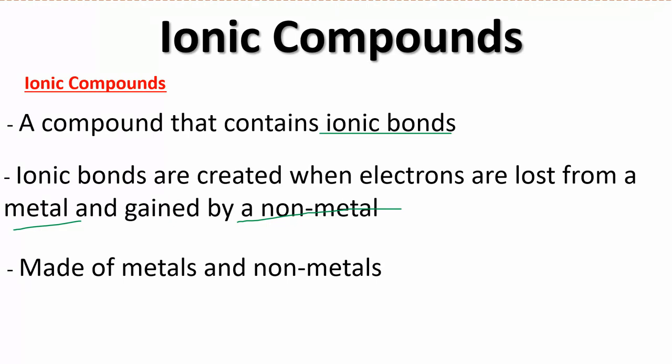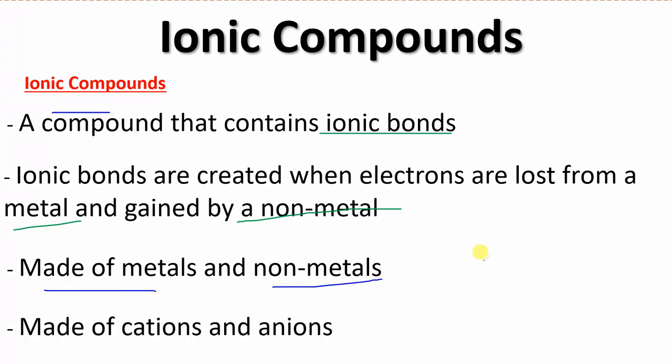So another way of saying this, and this is really more the official way, I would say, is ionic compounds are made of metals and nonmetals. And even another way of saying this is that we've discovered that metals turn into cations and nonmetals turn into anions. So another way would be to say they're made of cations and anions.